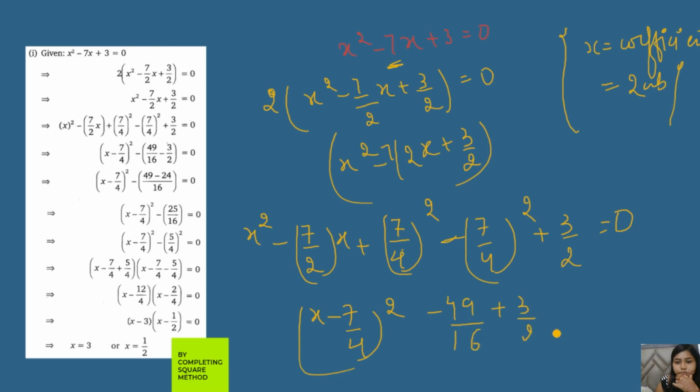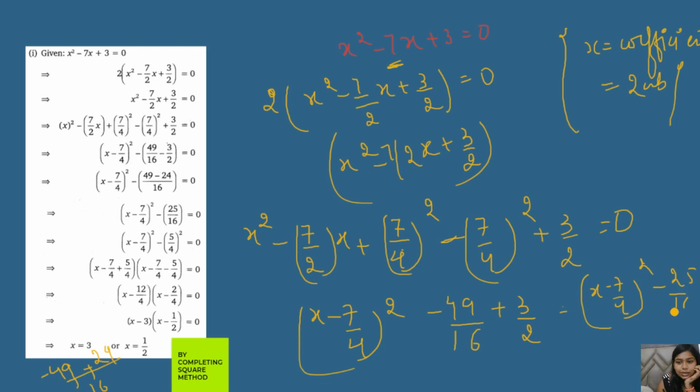So after taking the LCM, we will be getting 49, okay, and we'll be getting 24. So we'll be getting minus 25 by 16. So here, x minus 7 by 4 whole square minus 25 by 16. So we'll just shift it there.